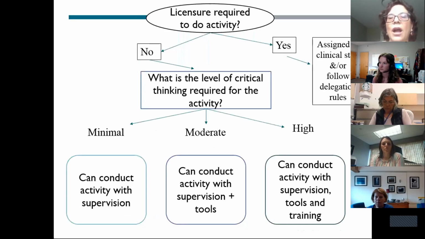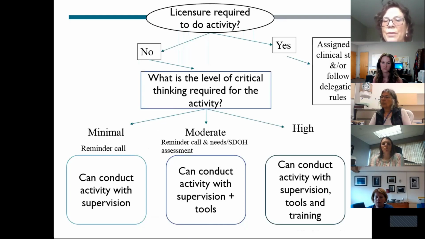So I tend to think about, does the activity that you're considering for a community health worker require licensure? And if it does, then you follow the delegation rules. If it doesn't, then I think through what is the critical thinking required for the activity. And I'll walk you through this. So for example, if all you want is someone to do reminder calls, that can usually be done with some supervision. But if you want them to do reminder calls and also a needs assessment, they probably need some decision aids, a script, maybe some protocols.